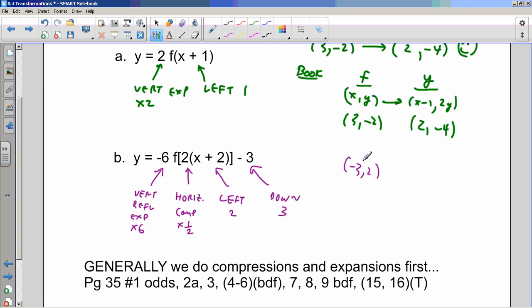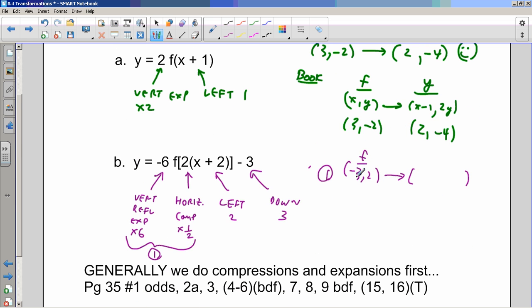So if we were graphing this, we know that (3, -2) is a point on f, and this is kind of the rest of the way. I'm not thinking about the book way. We'll go over the book way in a second. But I would do all of this stuff first: the expansions, compressions, the flips first. So what happens to the x-coordinate if we do these two first? I'm doing that one first. Well, horizontal compression means that the x-coordinate gets divided by 2.